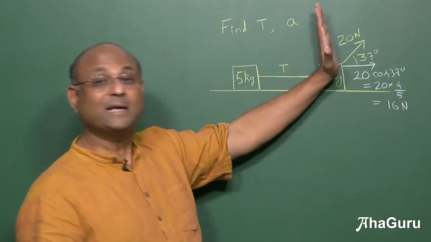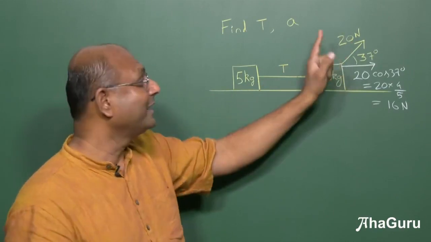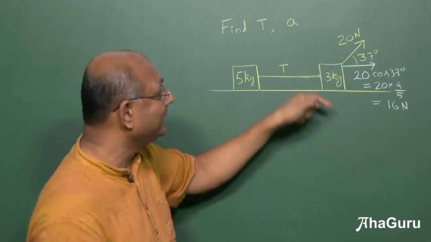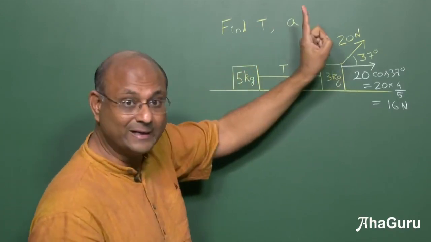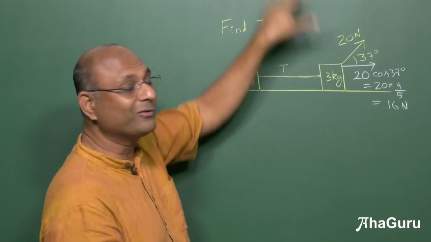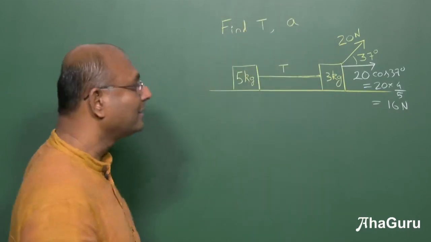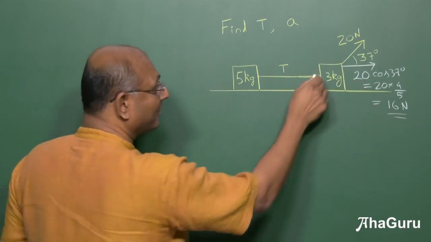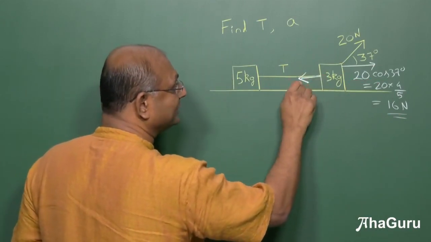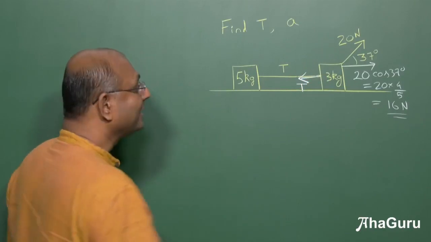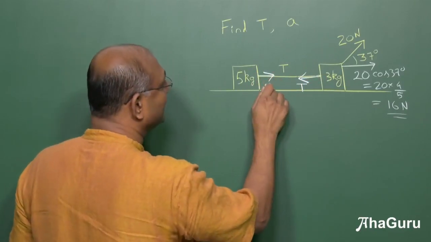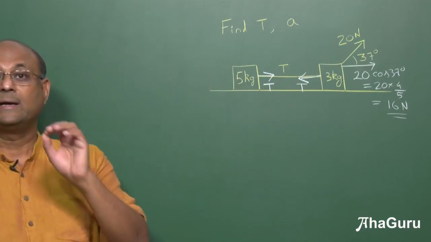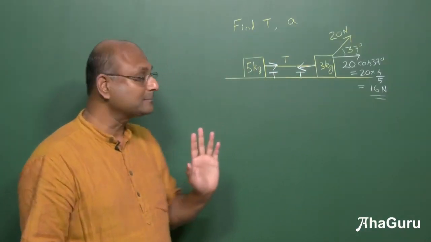Then there is also a vertical force, which I don't care about. The vertical force is 20 sin 37. It is going to be less than 20, but this is 30, that is 20, less than 20. So this is not going to fly off. No need to worry. Okay, in this direction, what is the force? 16. But there is also a tension force acting on the 3 kg block. There is also a tension force T, same T, acting on the 5 kg block. It is a frictionless floor, no other forces.